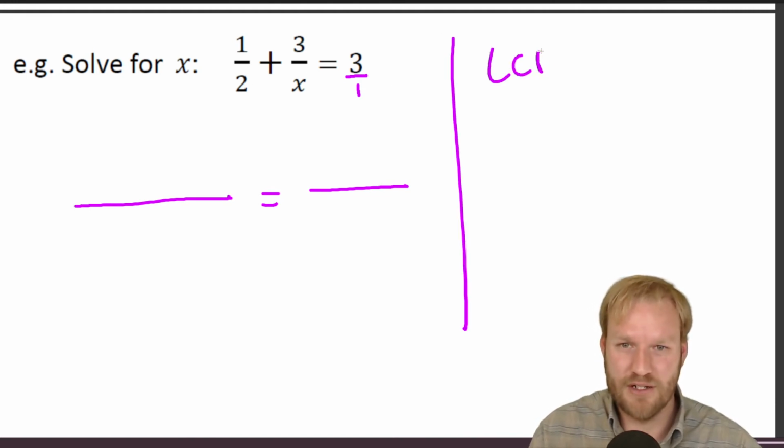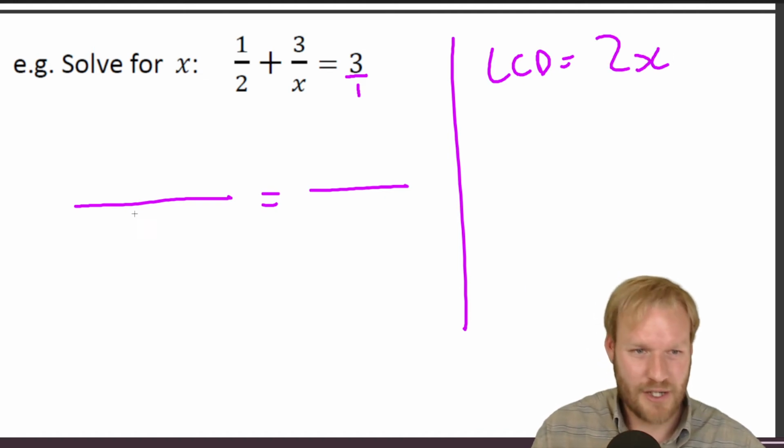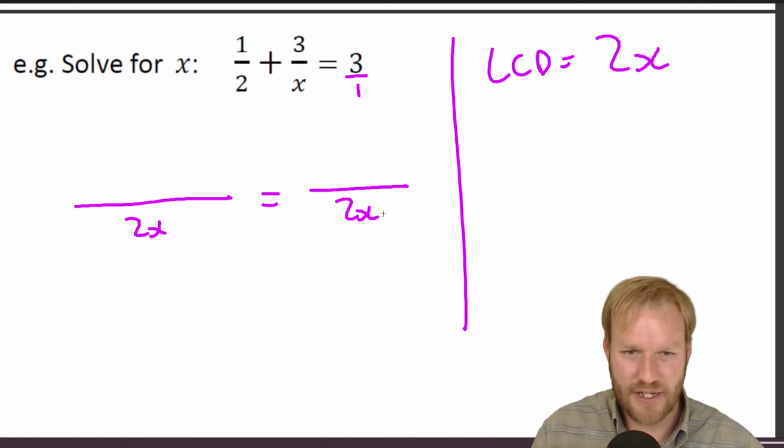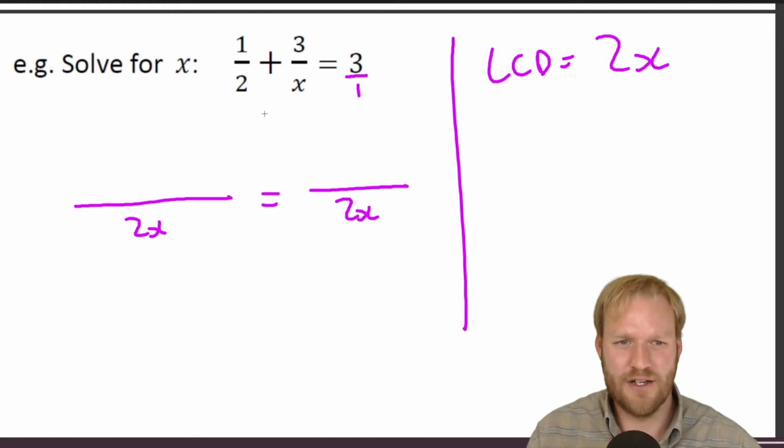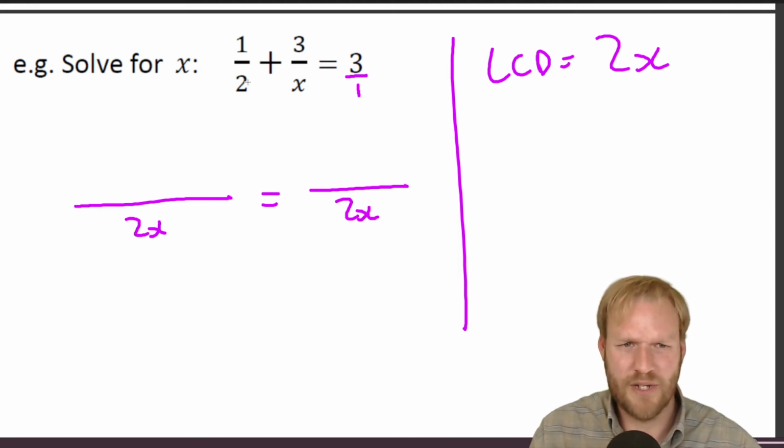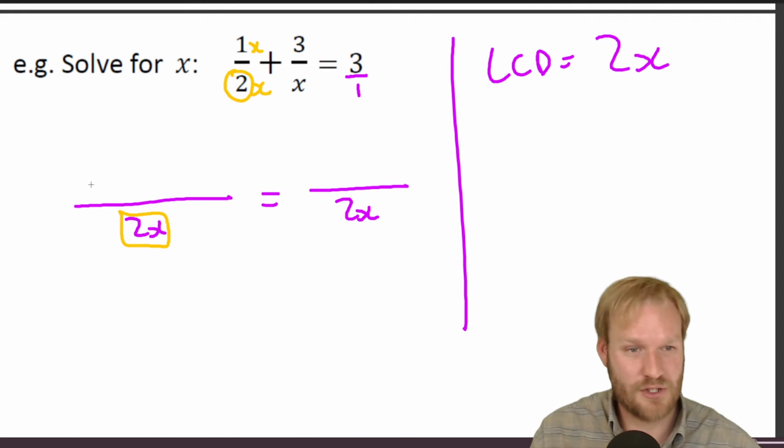What is your LCD? Well, I want to go for 2x, because if we write 2x over here, we can just multiply each denominator by something to get 2x. So 2, what do we need to multiply 2 by to get 2x? Well, we just need to multiply it by x, and what you do to the bottom, you do to the top, so therefore that's x.